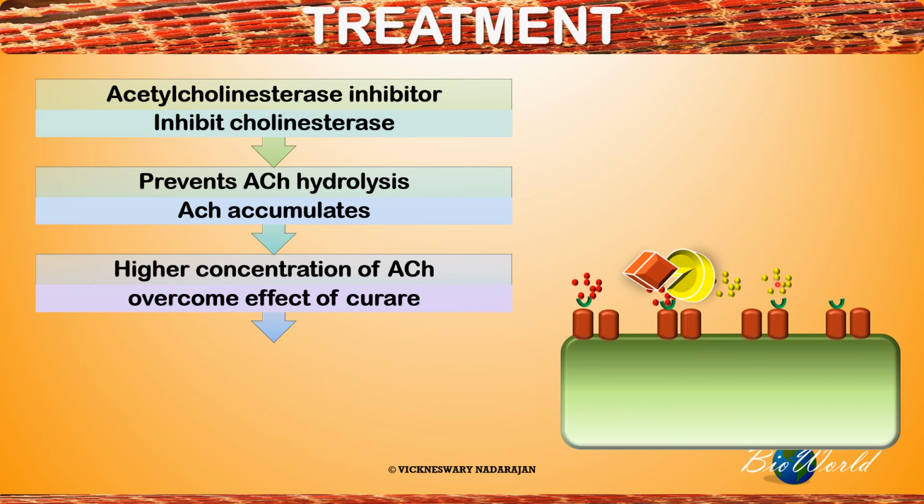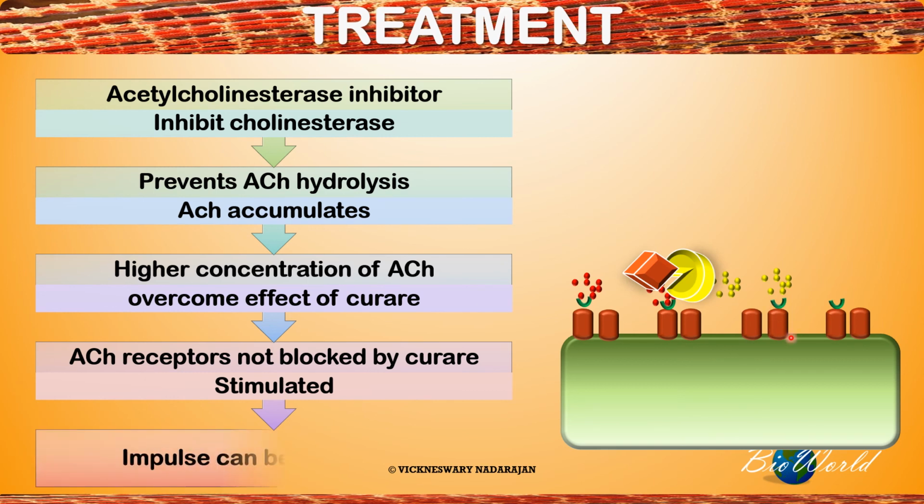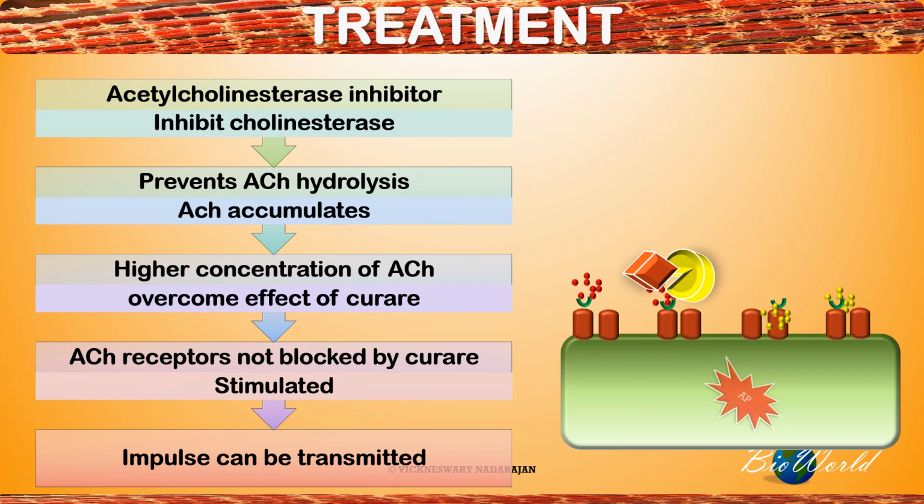Now, these neurotransmitters cannot bind to the receptors that already have curare. However, they can continue to bind to the receptors that have not been blocked by curare. So this way, the sodium ion voltage gated channels can open and we find that the action potential can be generated and impulse can be transmitted to help the muscles contract. So this is how curare poisoning can be overcome.